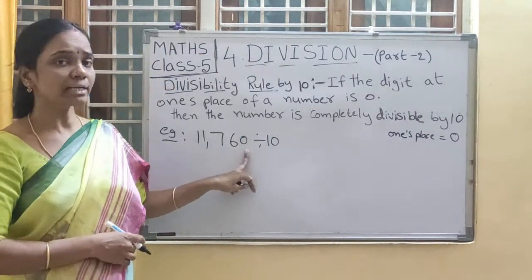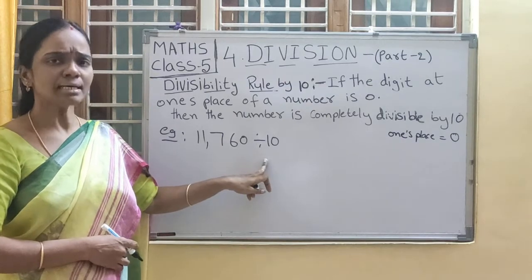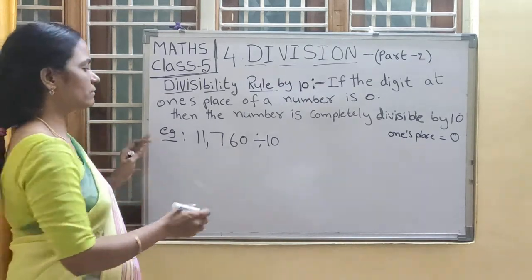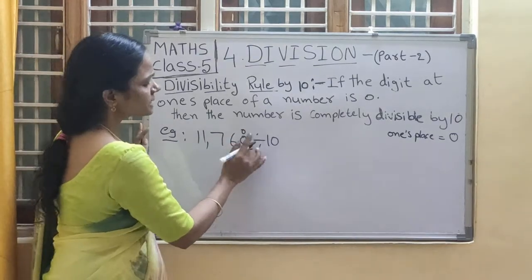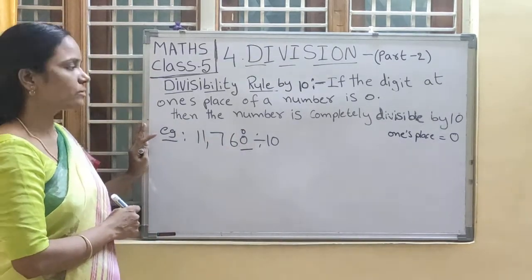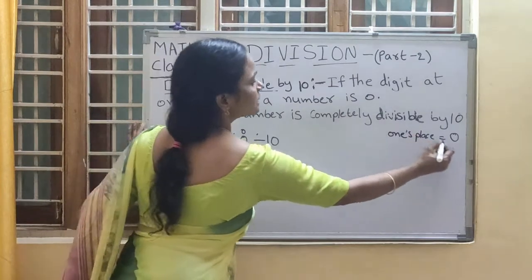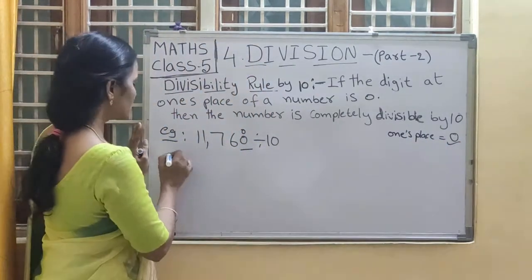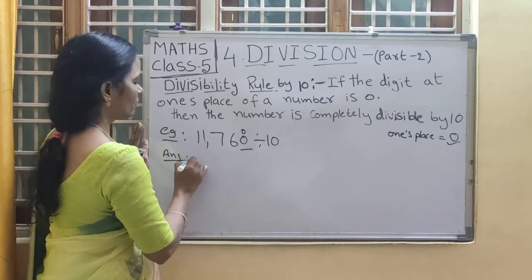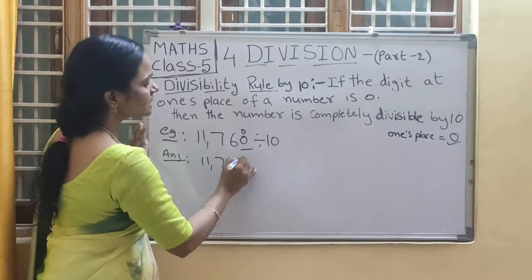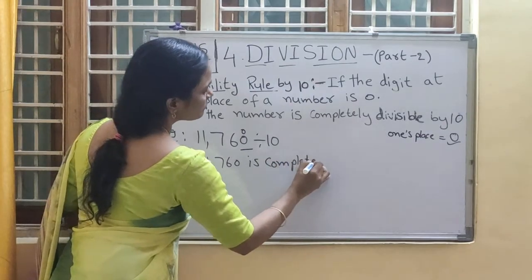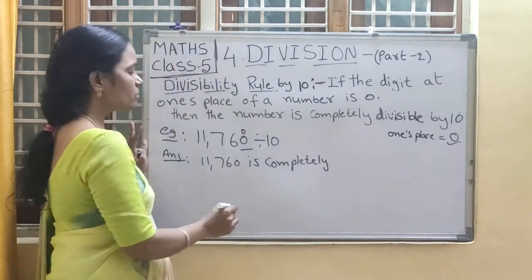Is this number completely divisible by 10? Yes or no? What we have to do? Yes, we have to check the digit at ones place. Very good. So what is the ones place digit here? Very good, 0. So here 0 is there. So the given number is completely divisible by 10. So write down the answer. 11,760 is completely divisible by 10.